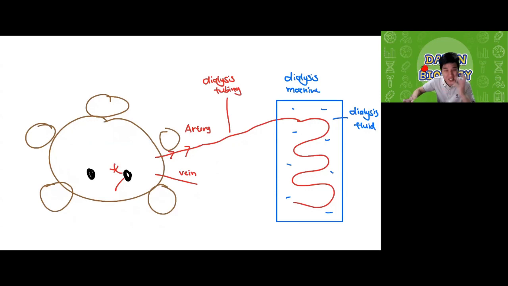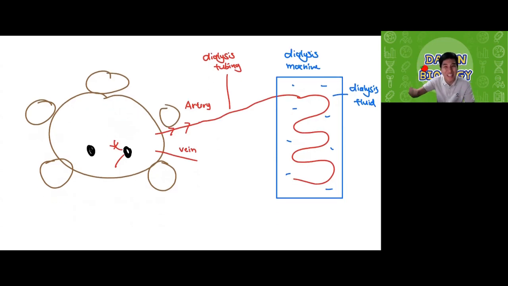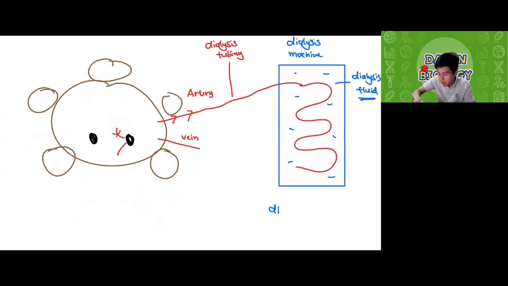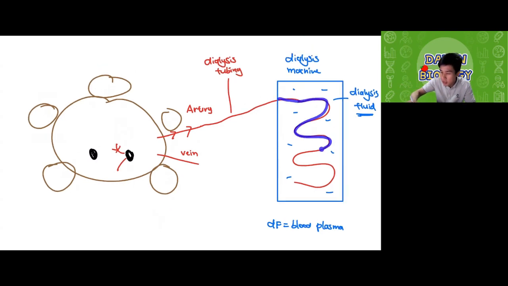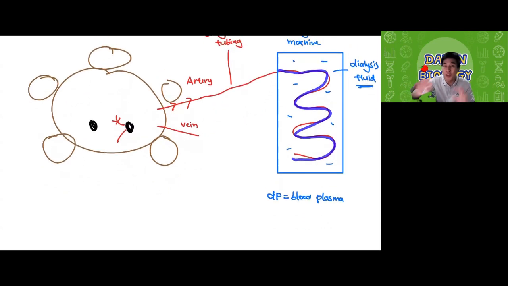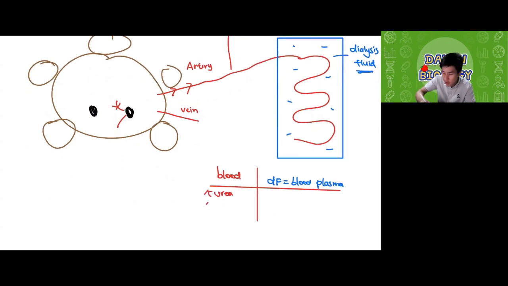Now, inside this machine, your dialysis, what is dialysis fluid, this thing here? Dialysis fluid, over here, DF, is the same concentration as your blood plasma. Same as your human blood plasma. But of course, the blood inside the dialysis tubing is not clean blood, because your kidney cannot function to excrete your urea. So the blood inside the dialysis tubing, I just put here, blood, is definitely very dirty compared to the dialysis fluid. You have more urea, definitely. You have more salt, and probably also excess water inside.